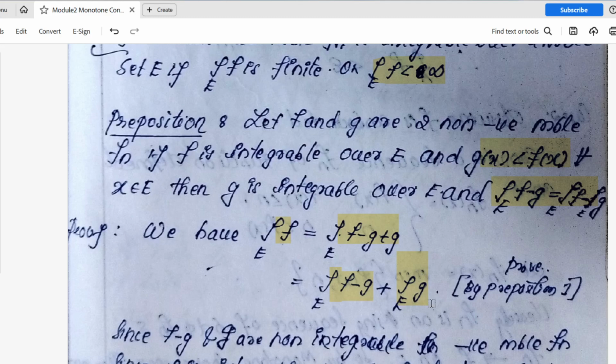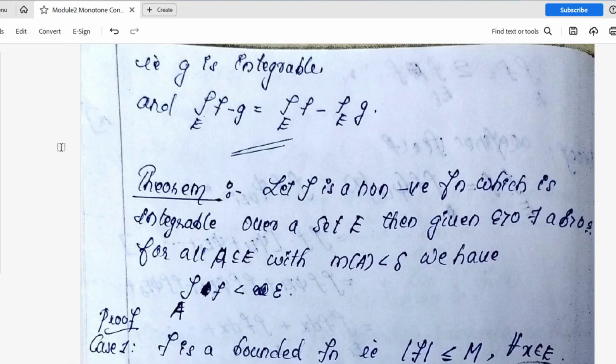And then, taking this to the left side, we get the integral over f minus g is equal to the integral over f minus the integral over g.